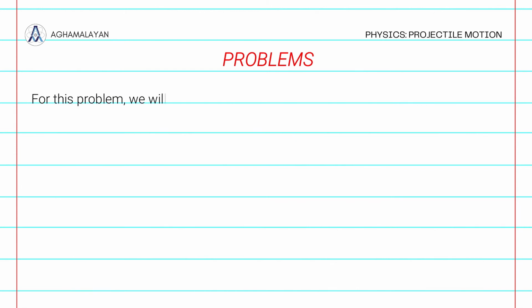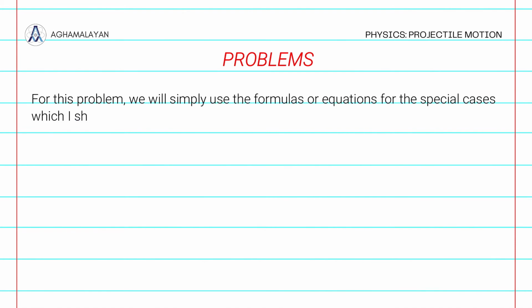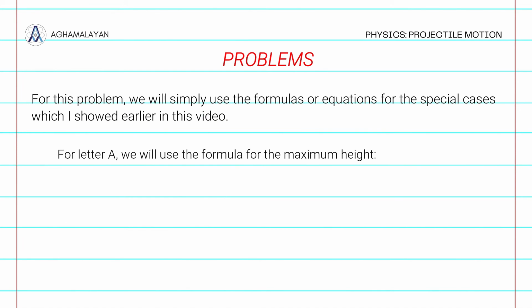For this problem, we will simply use the formulas or equations for the special cases which I showed to you earlier in this video. For letter A, we will use the formula for the maximum height. So h, or maximum height, would be equal to v naught squared times sine squared theta all over 2g.